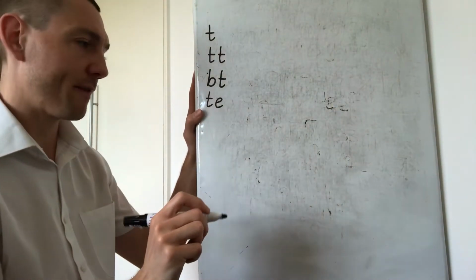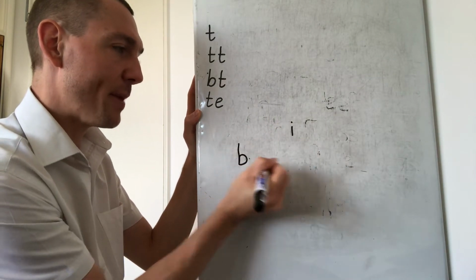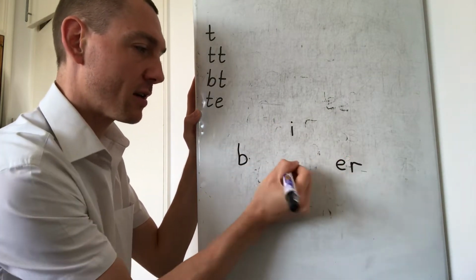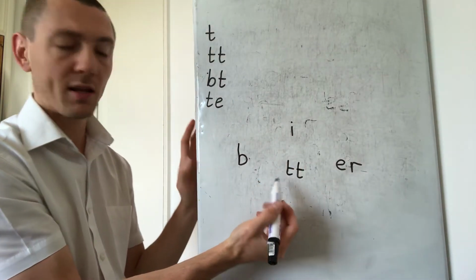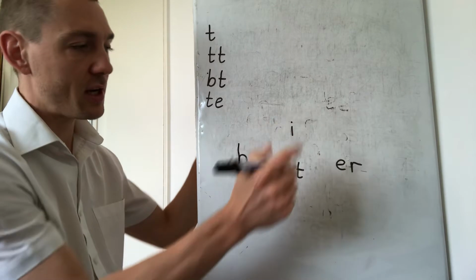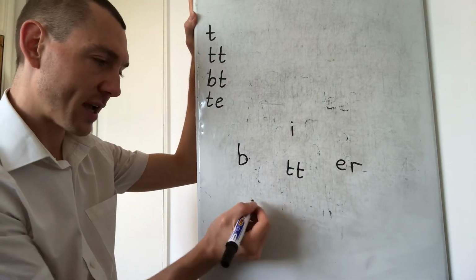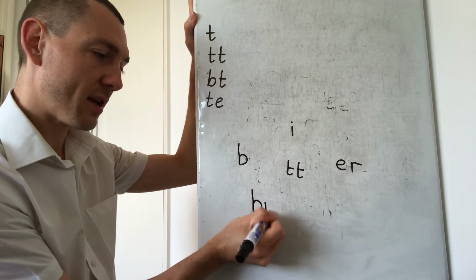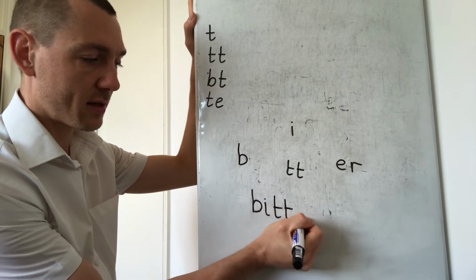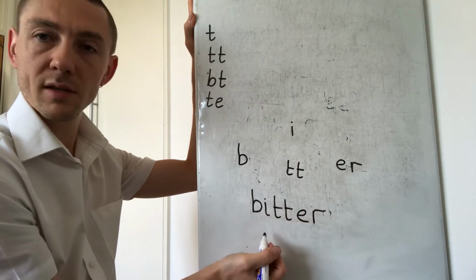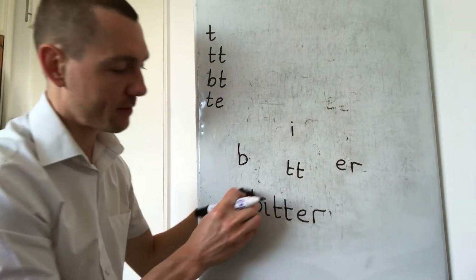Let's have, yeah, the word is bitter. A bitter taste. So, was that the spelling you were expecting to see? Let's try and build it. Over to you. Pause if you need more time. And we say b, i, bi, t, bi, bitter. Okay.